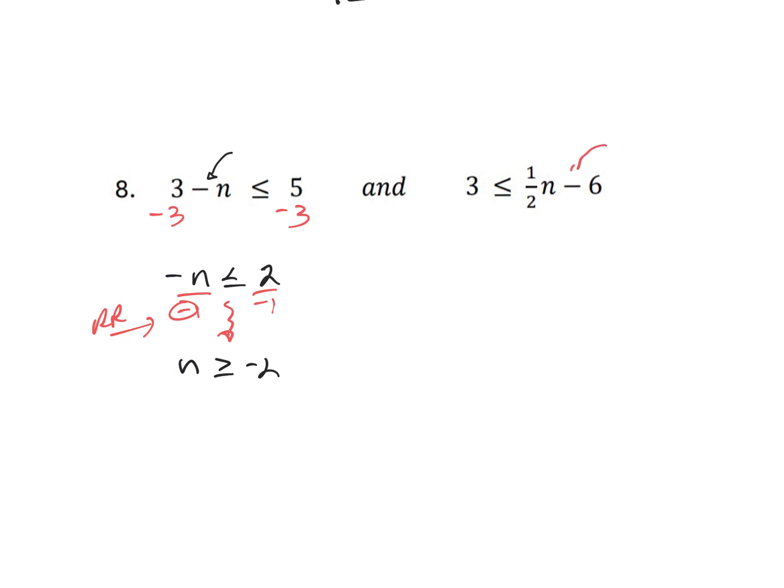Shouldn't we undo -6 first? Some of you were multiplying by 2. You undo the adding and subtracting first. Then we're going to multiply by the reciprocal.